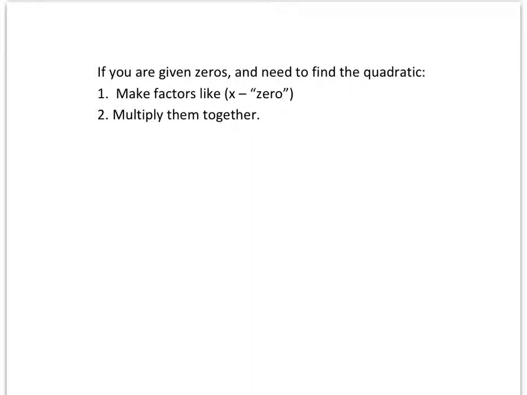One more thing you can do with quadratics. If you are given the zeros to start with, you can find the quadratic by using these steps. Take your 0 and make factors where x minus whatever number you get for 0 is going to go in that place. Then after you take all of your factors, you can multiply them together and get a quadratic with those zeros.